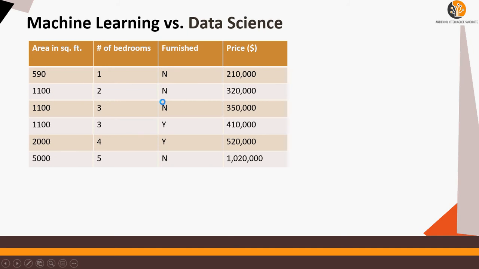If you look at it, 1100, these three lines have the same area with different bedrooms, 2, 3, 3, and furnished or not furnished with a different price. Now let's talk about it. This is input and this is an observation.